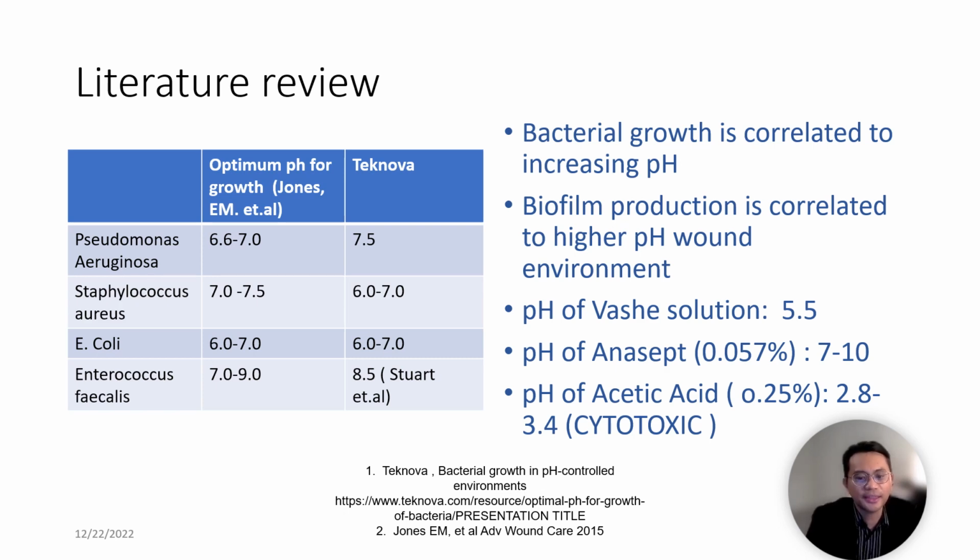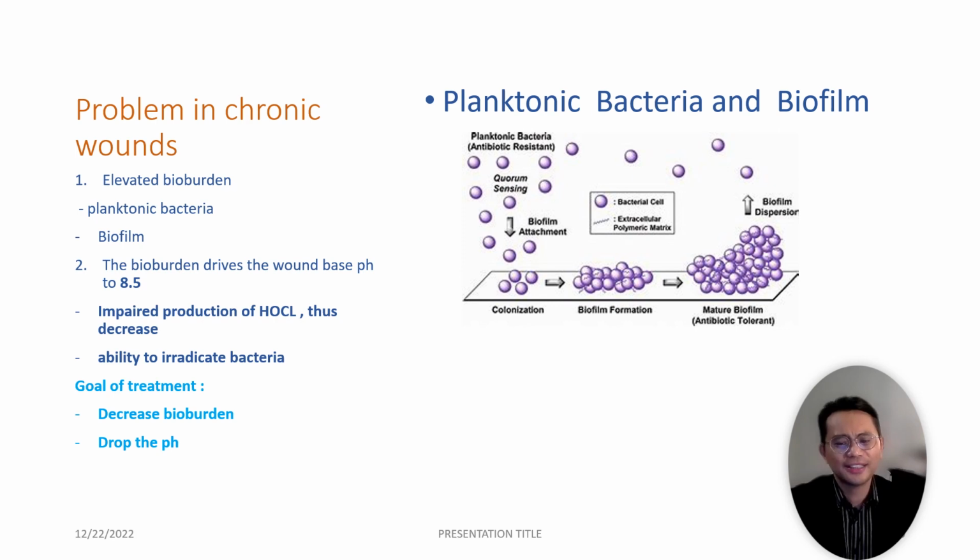Okay, now, what is really the problem in chronic wounds? Why is it that chronic wounds are difficult to heal? Okay, so there are two things. You have elevated bioburden, and this bioburden drives the wound pH to the alkaline side. So most chronic wounds have a pH of 8.5 on average.